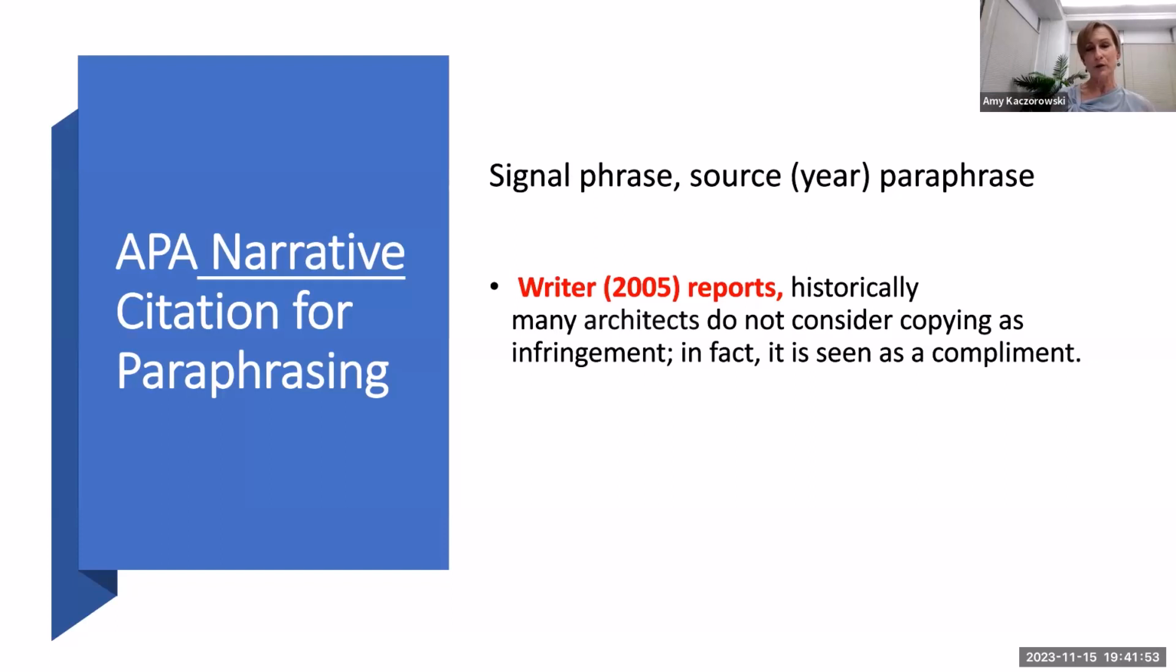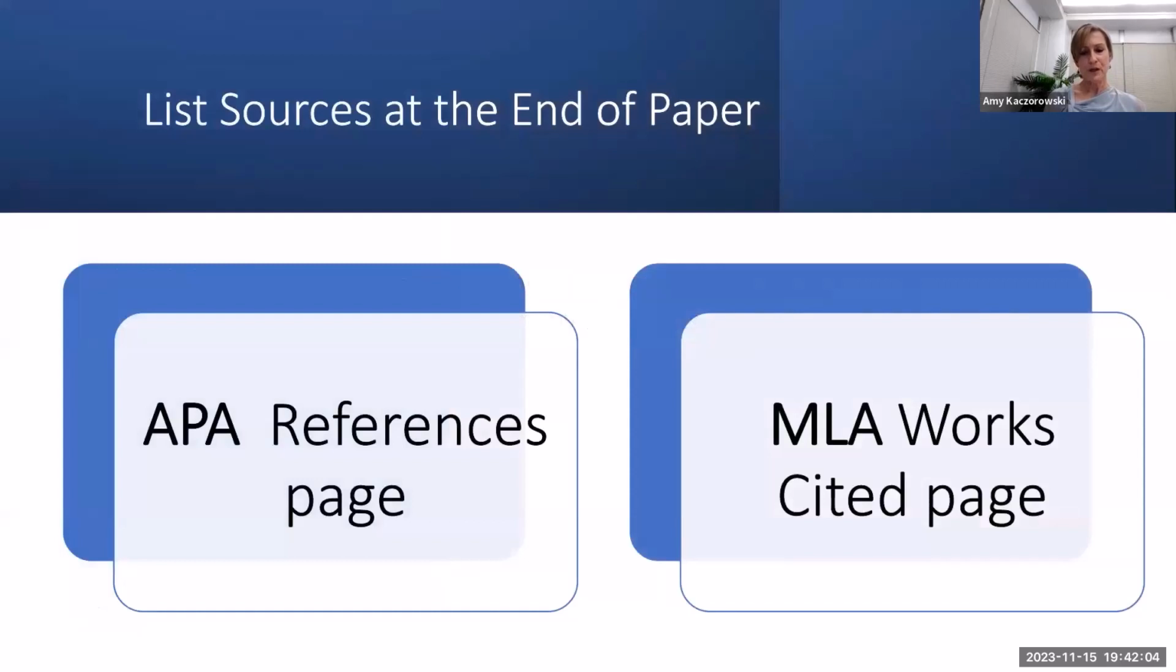For APA, you only need a page number if it's a direct quote, because the reader needs to be able to find where that information came from. Okay, so we're going to look at how to do the references or works cited page. This is after you've written your paper and you've cited your sources within your paper with the in-text citation that we just went over. You are now going to have a source page at the end. For APA, it's references. For MLA, it's works cited.